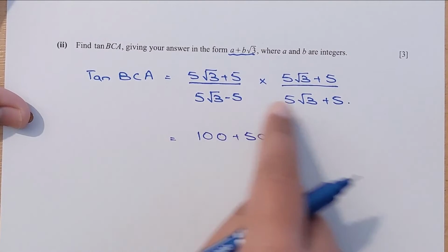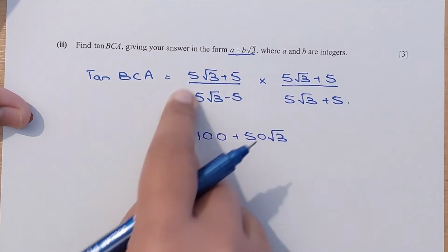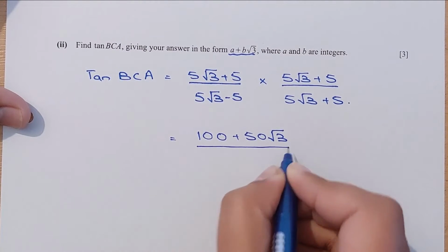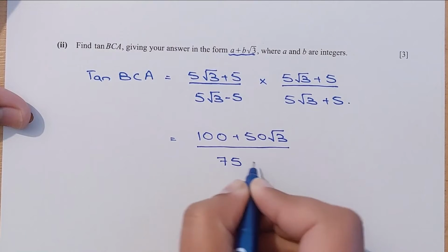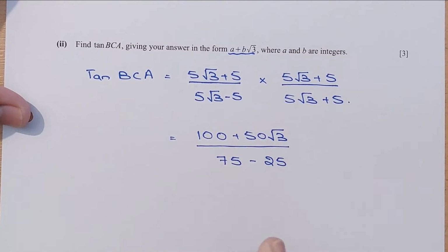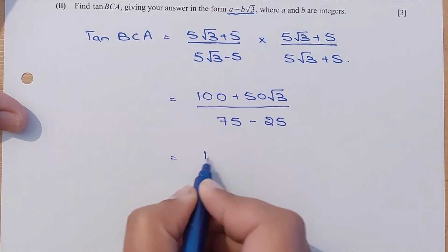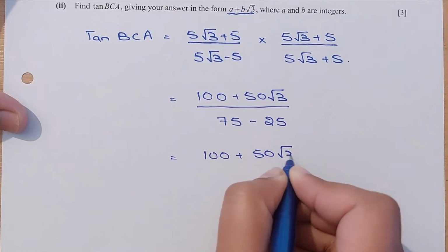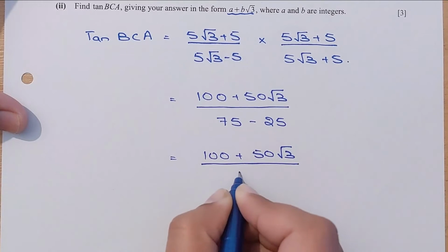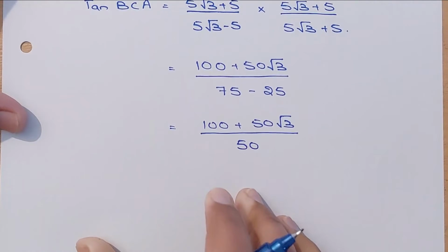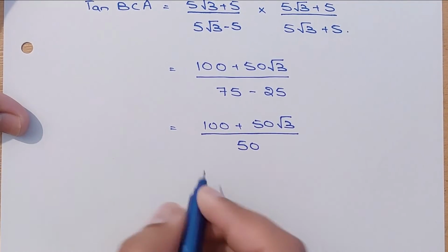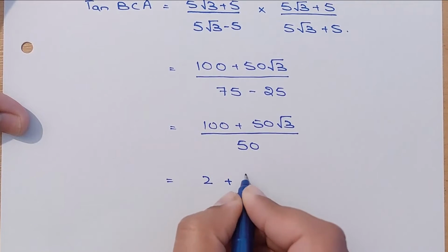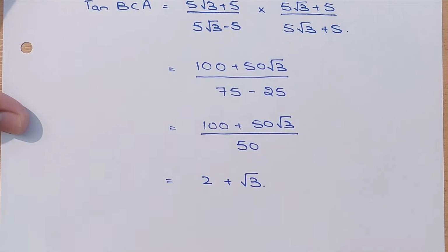Okay, this is a plus b and a minus b, so a square minus b square. 5 square root of 3 whole square is 75, minus 5 square is 25. So this is 100 plus 50 square root of 3 divided by 75 minus 25, which is 50. Splitting the numerator, 100 divided by 50 is just 2, plus 50 divided by 50 is 1, square root of 3. So 2 plus square root of 3 is the answer.